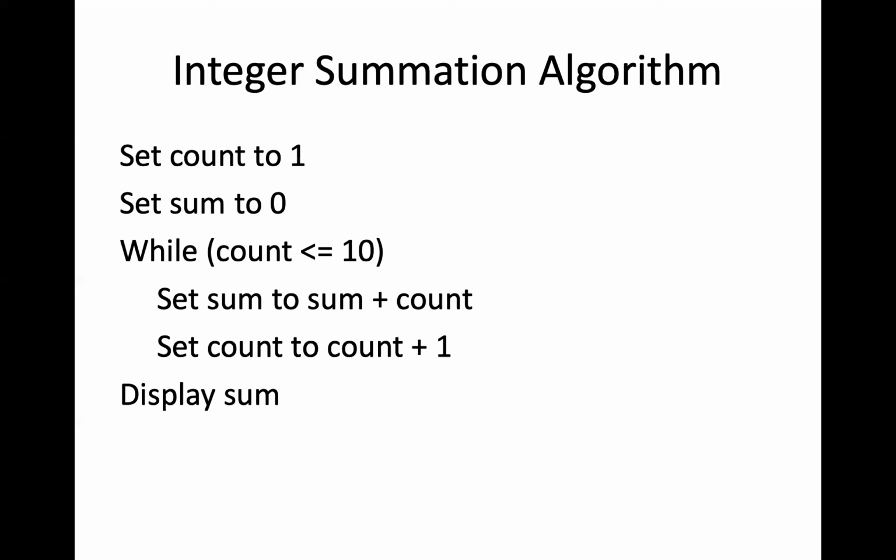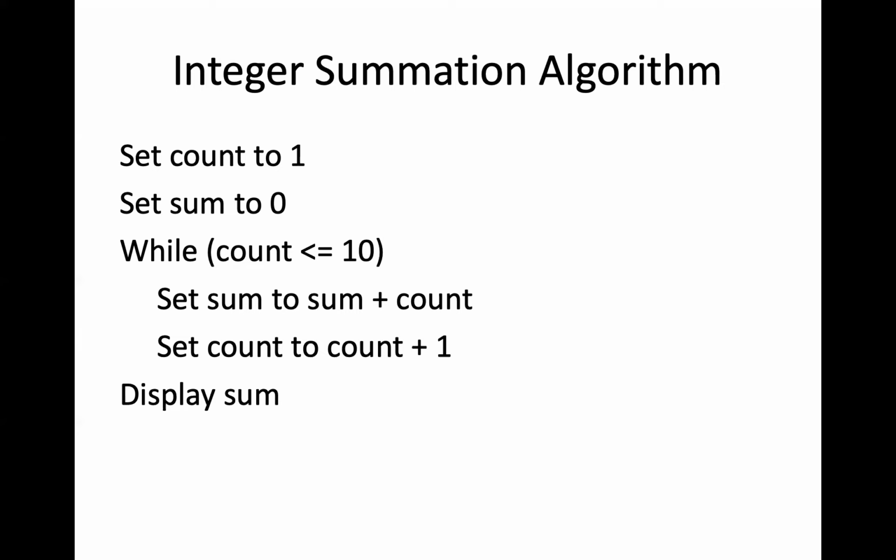So when count reaches 11, the condition becomes false, and we display sum. But the important thing is that 11 didn't get added to sum. So this should be correct. If we had a computer that could run pseudocode, it would print the correct answer. And I hope you got something like this.